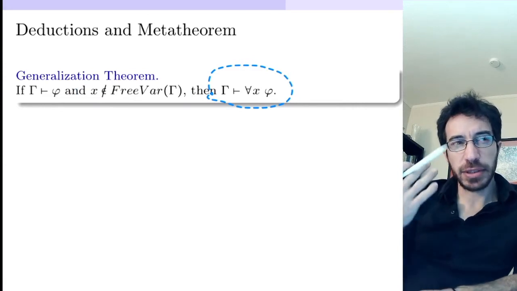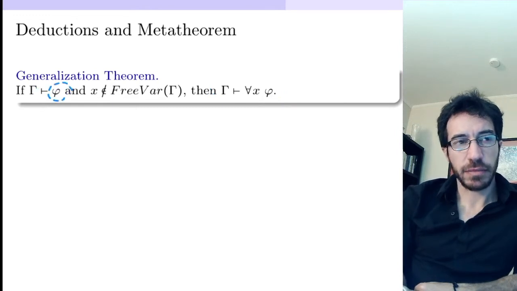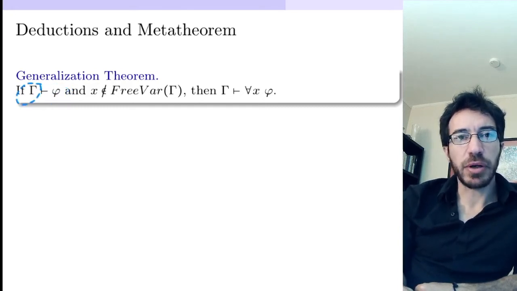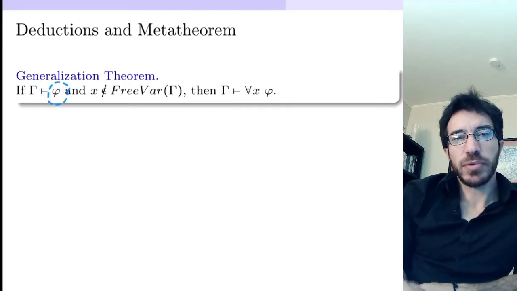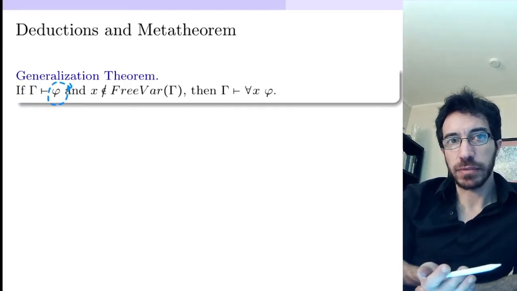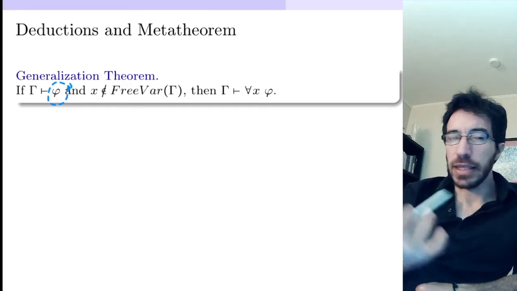Because essentially what this is saying is that if you can prove something about x, suppose x shows up in phi but doesn't show up in gamma, and you can prove something about x without any assumption about x, because x doesn't show up in gamma at all, then we are not using any assumption about x and we are still able to prove something about x. So that means we should be able to prove it for every x. That's the intuition behind what's going on here, but that's not the intuition behind the proof.